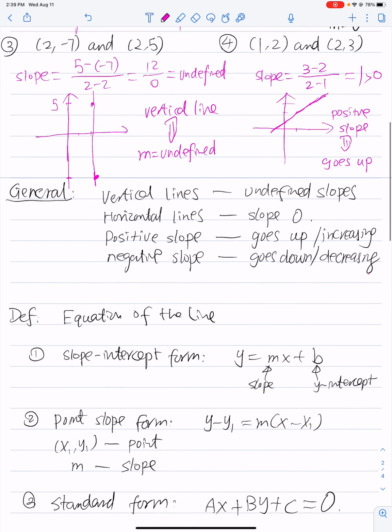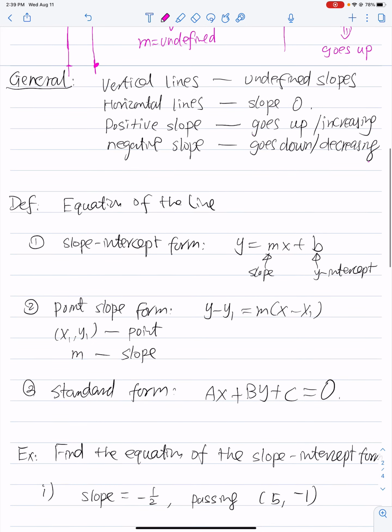Okay, so there are 3 types of equation for a line. The first form is called slope-intercept form: y equals mx plus b. What is m here? Slope. Your b is the y-intercept. The second one is point-slope form: y minus y1 equals m times x minus x1. Actually, this one is very powerful. The third is standard form: ax plus by plus c equals 0. This one is not so useful.